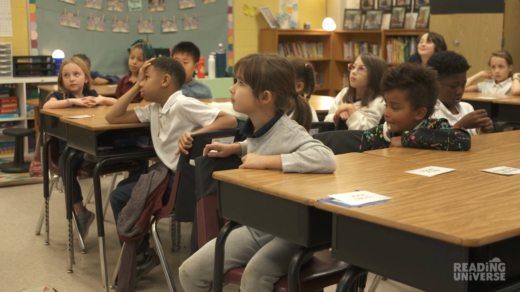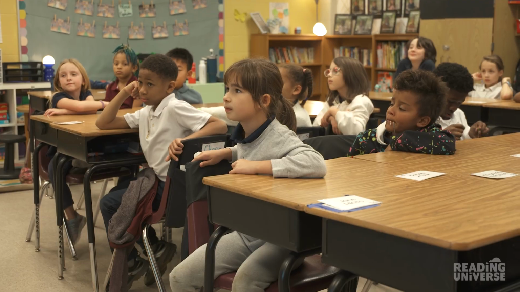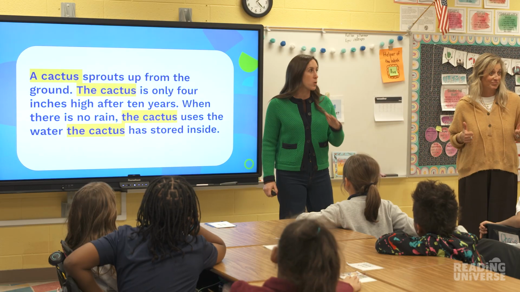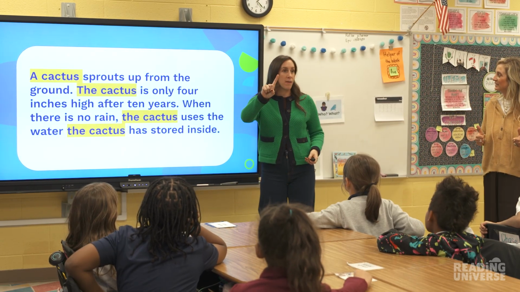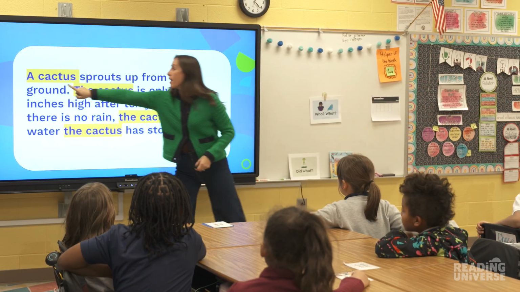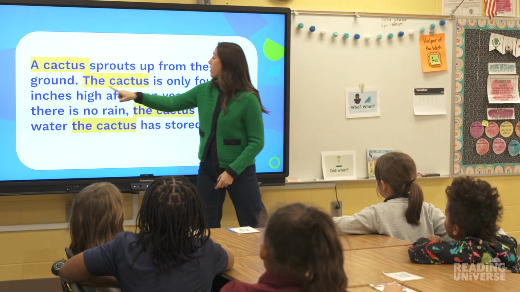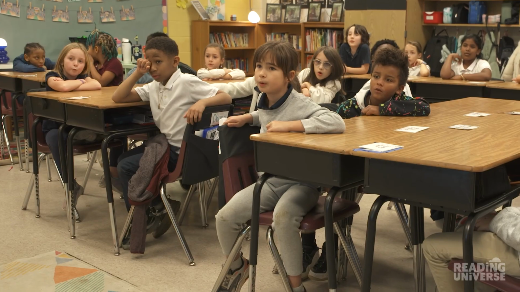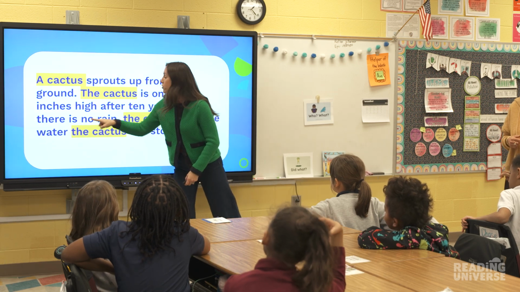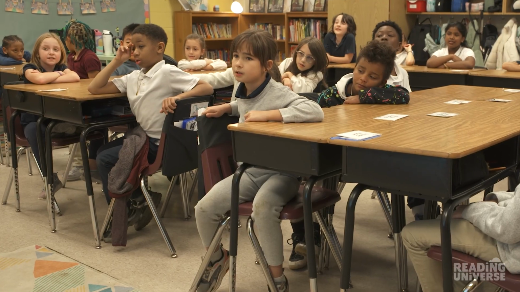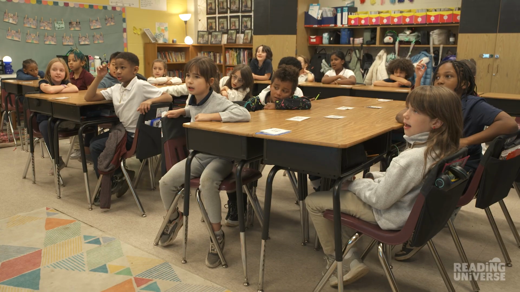We're going to read this paragraph all about a cactus, and I want all of us to read it together at the same time. So we're going to have some choral reading. Are we ready? Yes. Okay, follow along with my finger. Don't go ahead of me. A cactus sprouts up from the ground. The cactus is only 4 inches high after 10 years. When there is no rain, the cactus uses the water the cactus has stored inside.